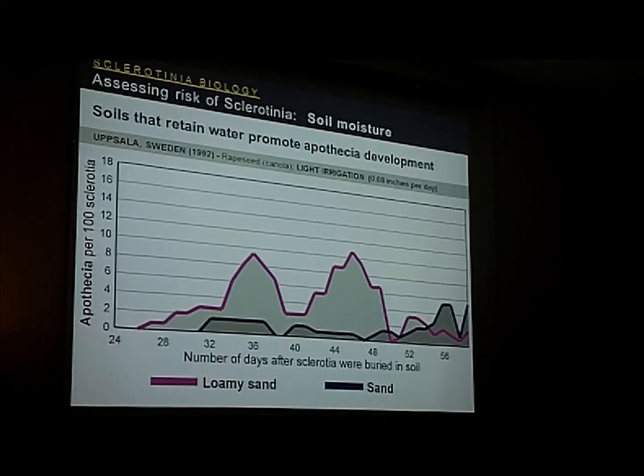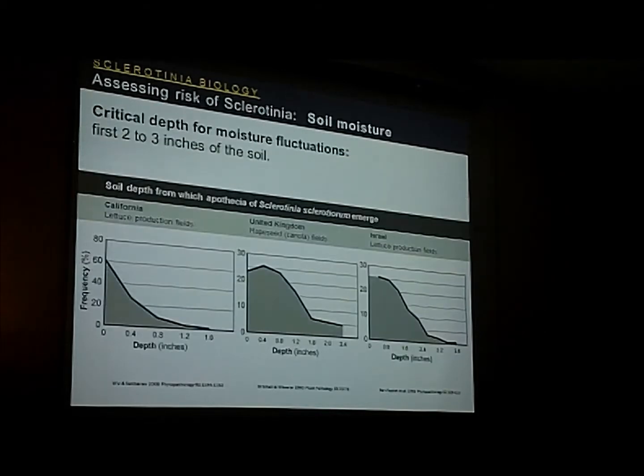Okay, so what this means is if you have heavy clay-based soils, you're inherently at a higher risk of apothecia production than if you have a well-drained soil. Okay, and you've just got a higher risk environment for Sclerotinia. Okay, so what do we worry about when we think about soil moisture?